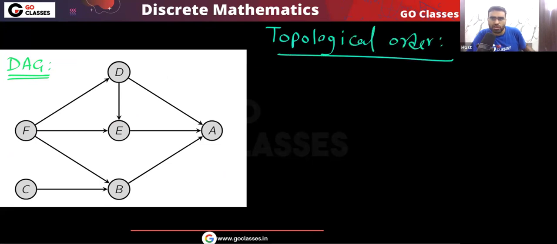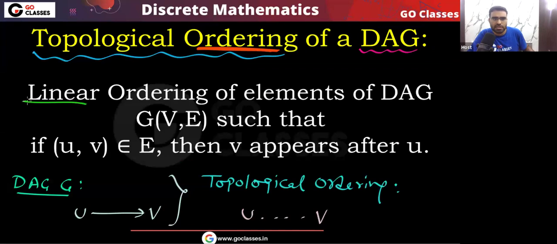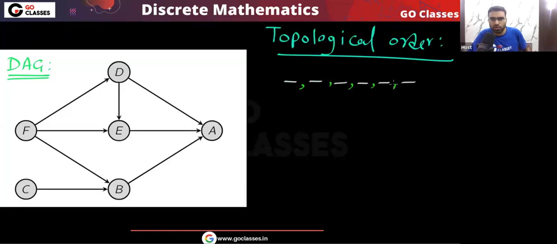Topological order is a linear order, remember. This is a linear order of elements. I need to put the elements in a linear order. There are how many elements? Total 6 elements. So I need to create this type of order, because topological order is a linear order. I already told you, you can see this is a linear ordering. So I need to create a linear order.